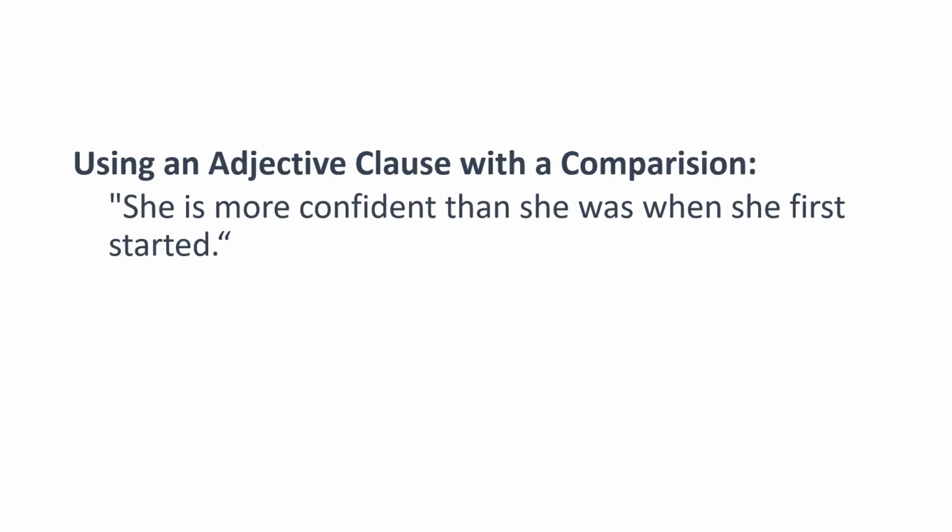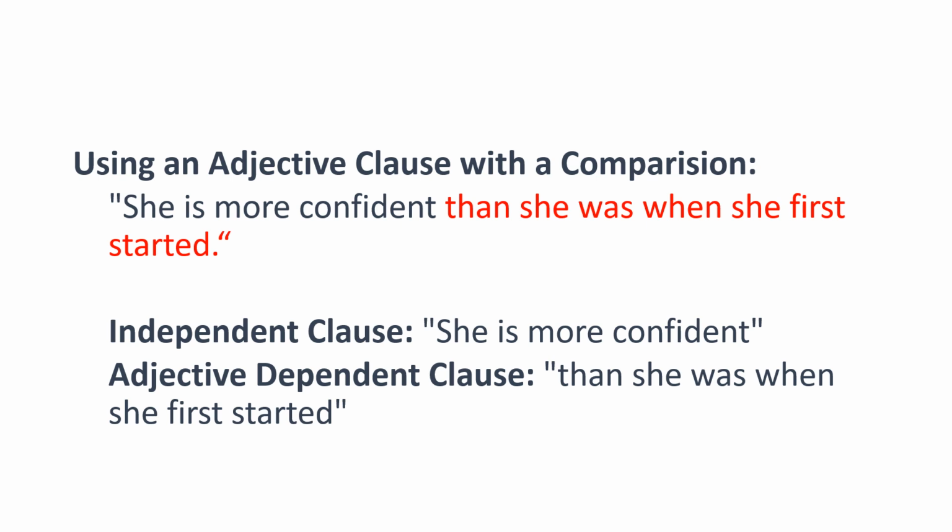She is more confident than she was when she first started. Write down in the comment section which one is dependent and which one is independent clause in this sentence. Independent clause is she is more confident. This sentence has complete meaning. The dependent clause is than she was when she first started. You cannot write it as a complete sentence. It depends on the first sentence to show its meaning.